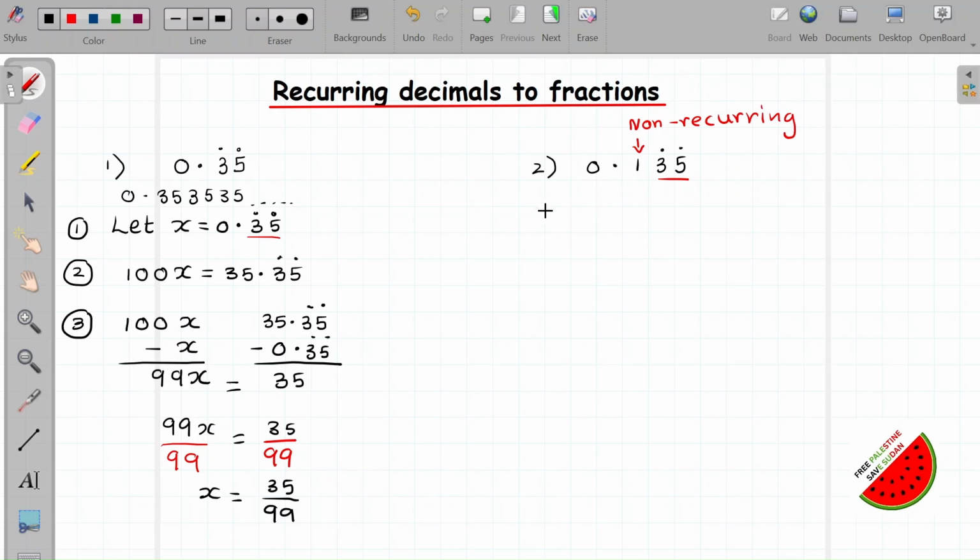So this is non-recurring. Now, when you have a non-recurring digit, you have two multiplications. So there's an additional step. So the first step, let x equal 0.135 recurring. Now the multiplication is done to isolate the recurring digits. So the first thing I'll do is multiply x by 10 because there's one non-recurrent digit in the tenth place. So 10x will be 1.35 recurring.